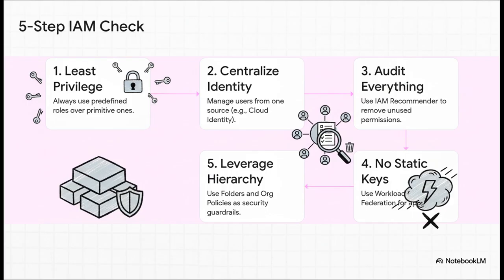Number 3, audit, audit, audit. Use tools like IAM Recommender to clean up old permissions. Number 4, no static keys. Just don't do it. Use Workload Identity Federation. And number 5, use that hierarchy. Let folders and org policies be your security guardrails at scale.